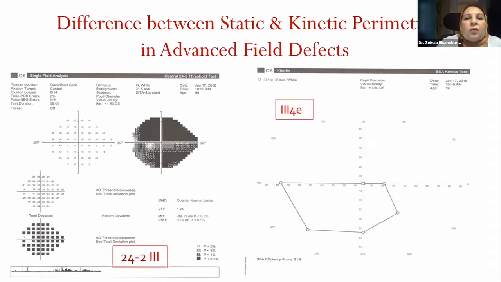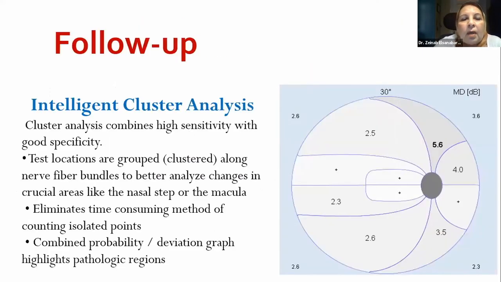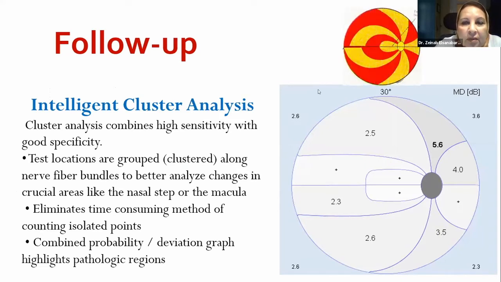And for the follow-up for advanced cases, we can use kinetic and semi-kinetic automated perimetry that will give us a very good estimation for the true field seen by the patient. Also, the cluster analysis. The cluster analysis depends on what we call grouping or clustering the locations following the nerve bundle distribution and giving marks for the depths of the defect.